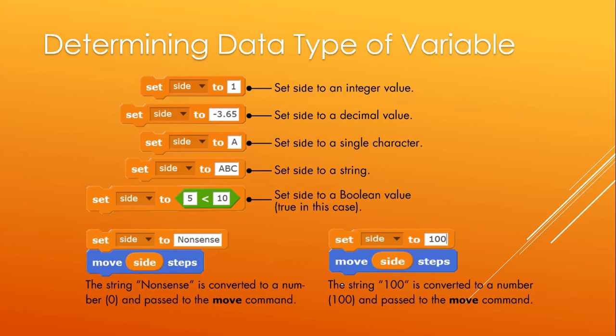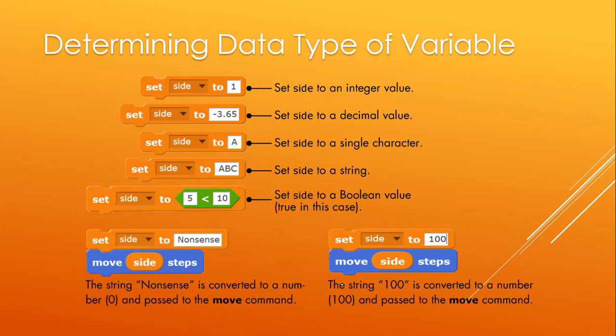So if you created a variable called side, and you set the value to 1, it would know that that is an integer number value, and it will store it as that for now. If however you made it minus 3.65, it will say, oh, you are storing a decimal, so I will make the side variable a decimal, and so forth. So putting in an A in there made it a single character string. Putting ABC would have made it a full-on string. So in the last option there, if you said set side to 5 less than 10, now the 5 less than 10 is a boolean operator saying yes or no, true or false. So it would have put the value of true in this particular case into the side variable.